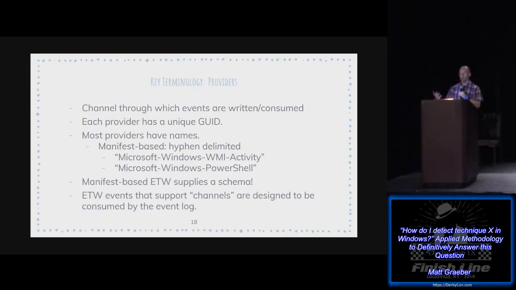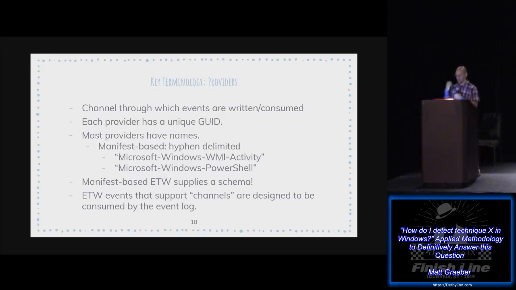But then when a consumer does come around, this is called an ETW trace session. This is the consumer of these events. So a trace session can subscribe to these providers, of which there are many, where each of which has its own unique GUID value, and many of which have human readable names. So in manifest-based ETW, which we're going to be talking about mainly here, each one has a name, and they tend to be hyphen delimited. So the WMI one is Microsoft-Windows-WMI-Activity, right?